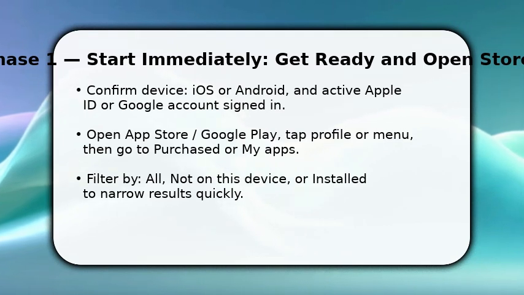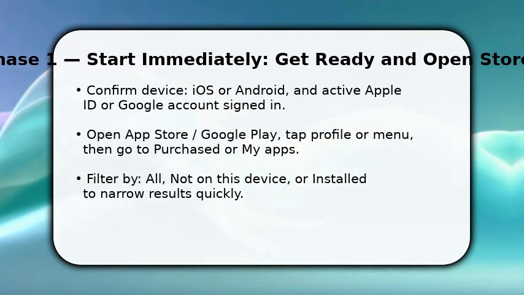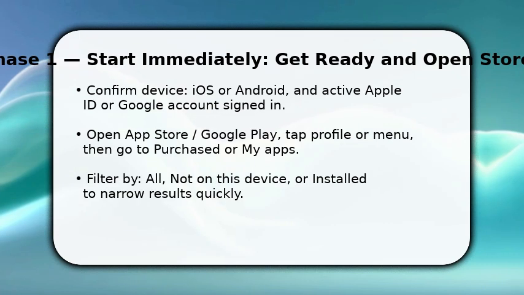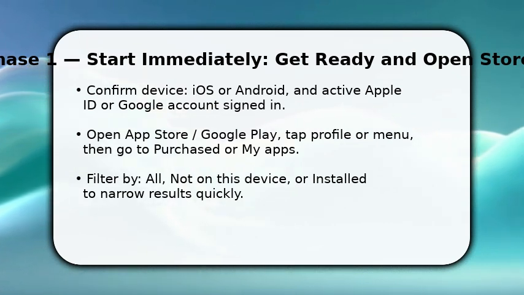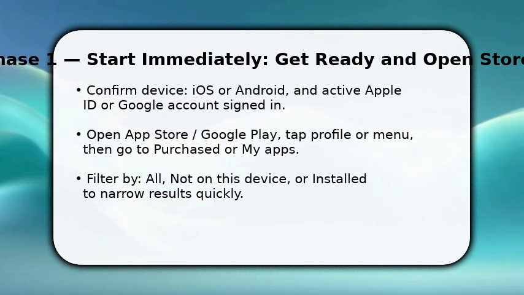You start by confirming you're signed into the correct account. That matters because purchase history ties to one ID. Next, open the App Store or Google Play app and tap your profile or menu. Once there, go straight to Purchased or My Apps. This view lists apps tied to the account.